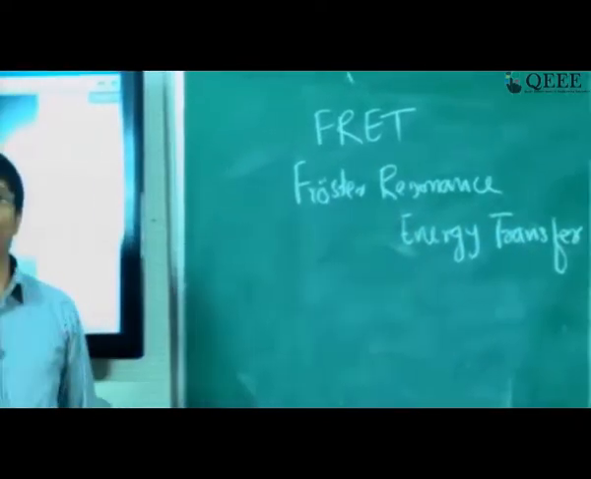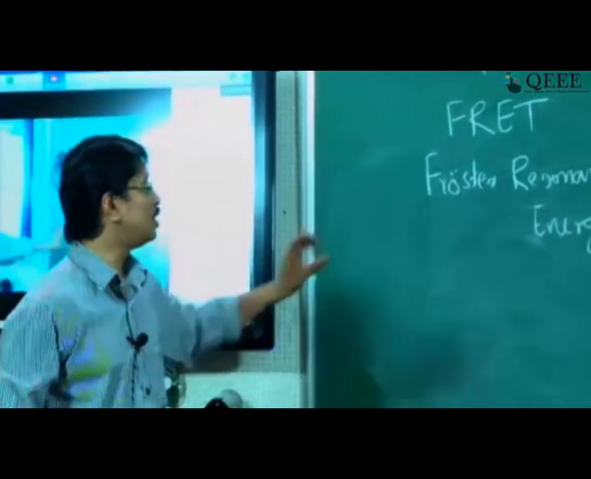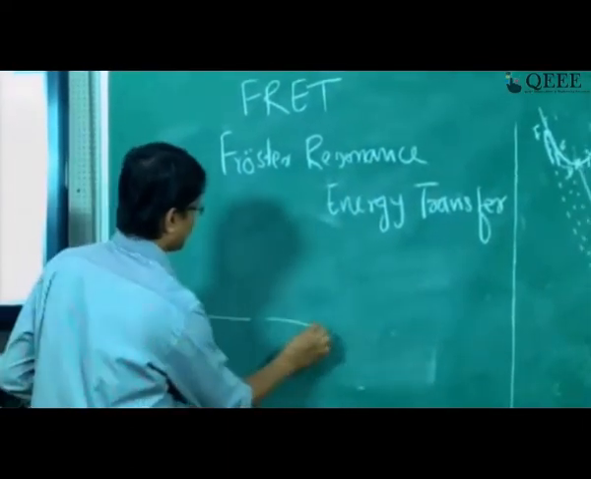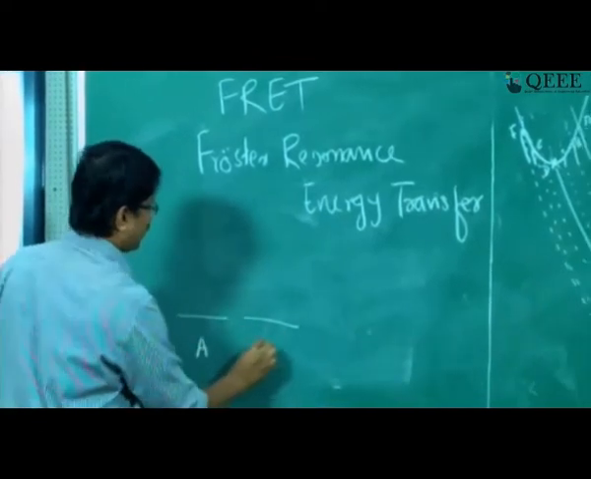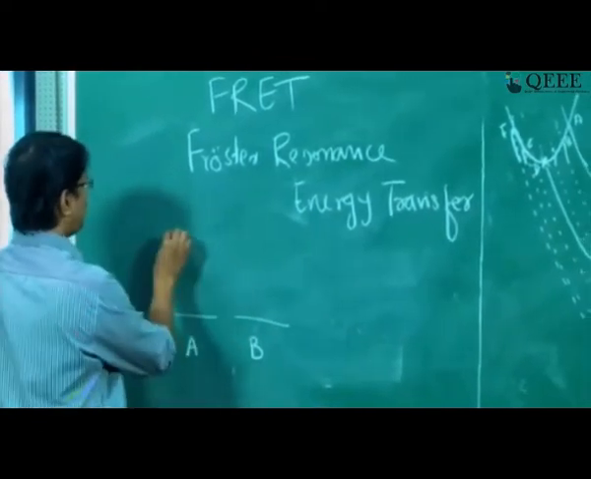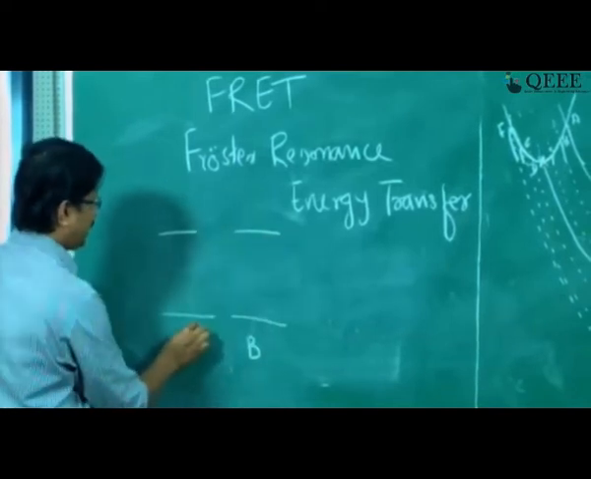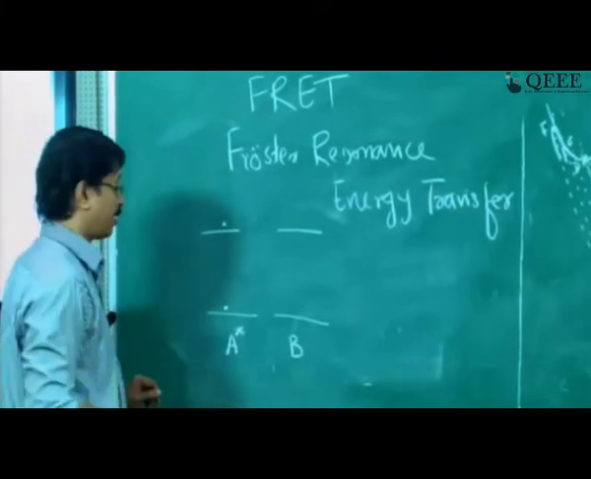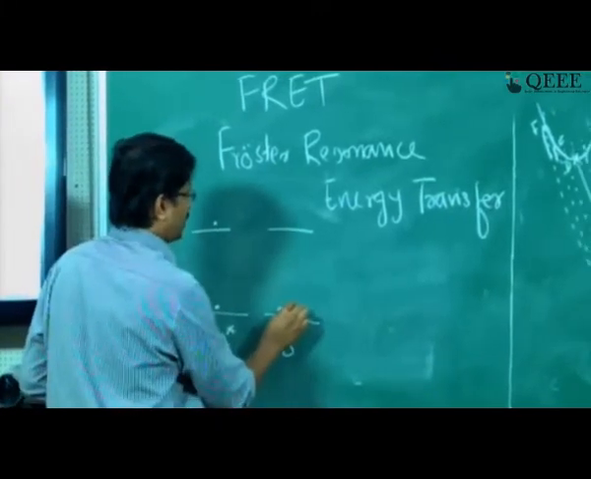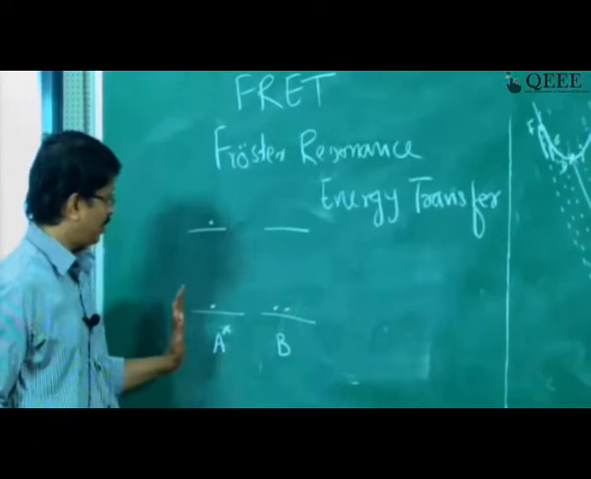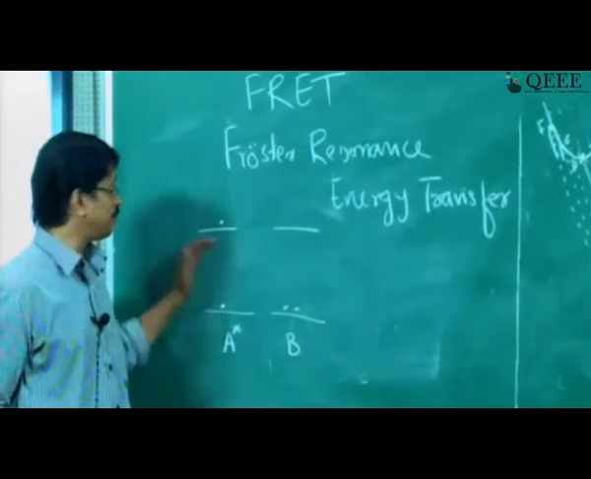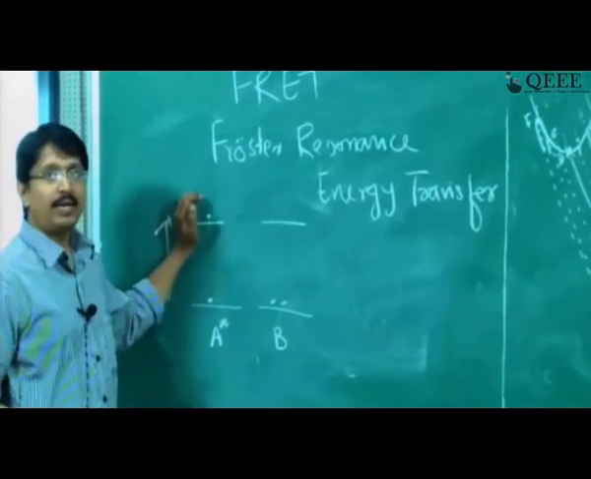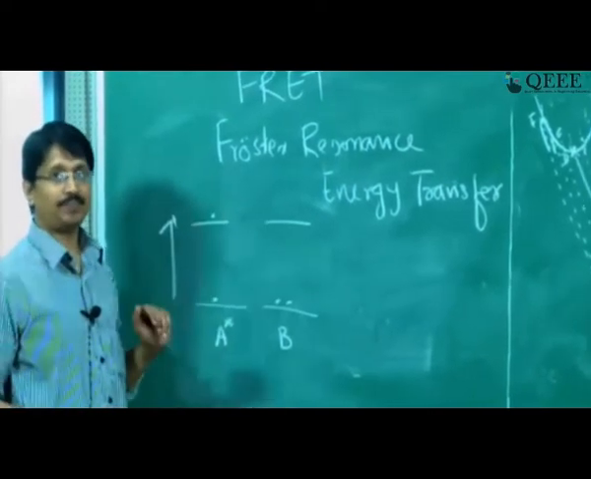That also leads to fluorescence quenching. Let us see how it is. Two molecules A and B, A is in the excited state. So 1 electron here, 1 electron here. B has 2 electrons here. In the energy transfer mechanism, whatever the energy that this A molecule is having, it transfers this energy to B.